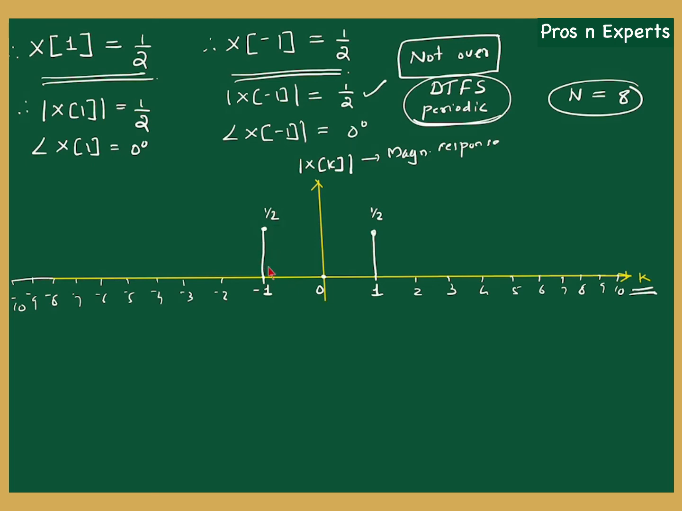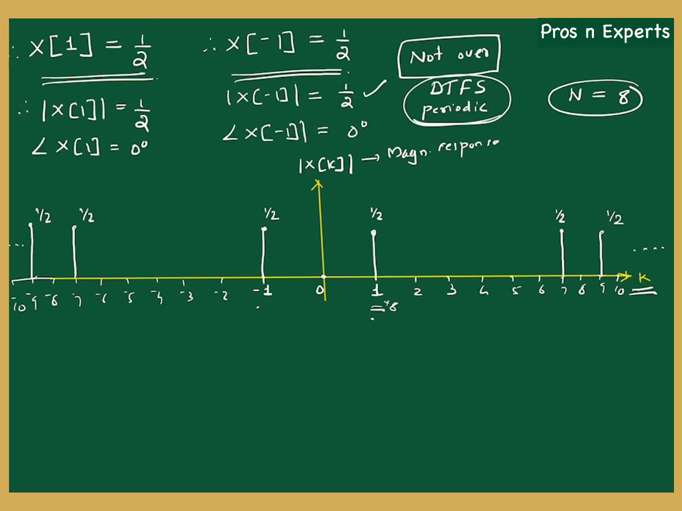So where does this sample repeat? You add 8 to it. So 8 minus 1 is 7, and you're going to get that sample at 7. Now where will this other sample go? You add 8 to it and it gives 9. Here you subtract n, so minus 1 minus 8 is minus 9. And this sample goes to 1 minus 8, which is minus 7. Again it repeats. So this is the magnitude response.